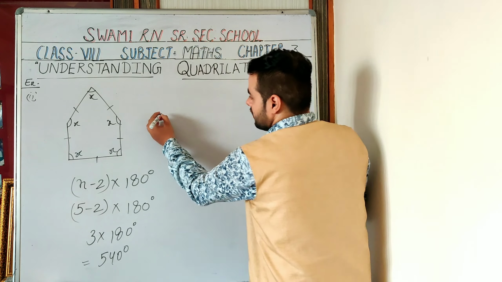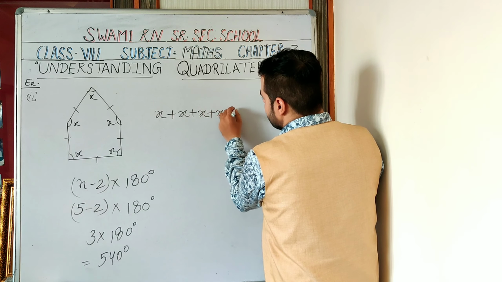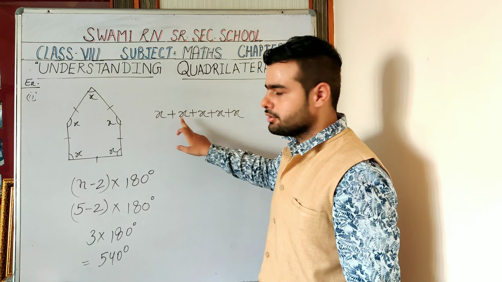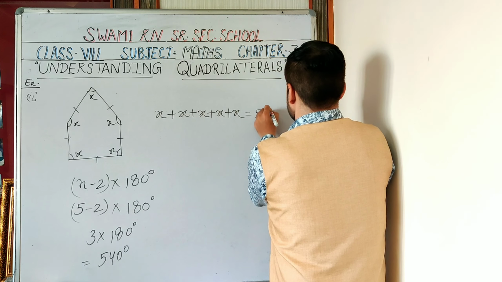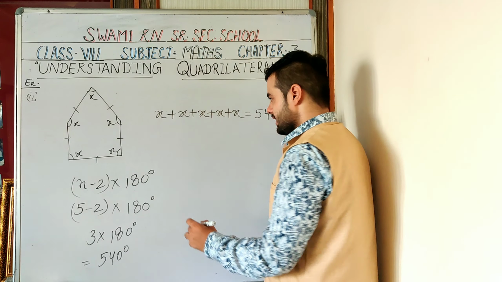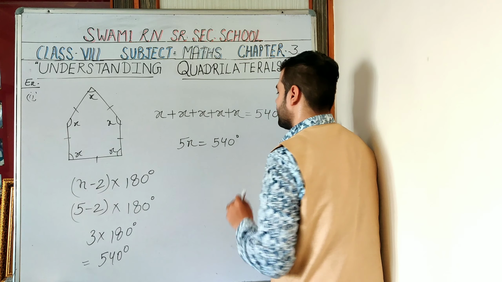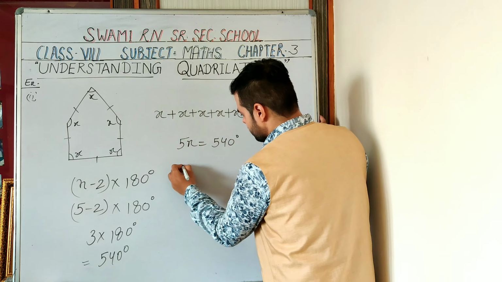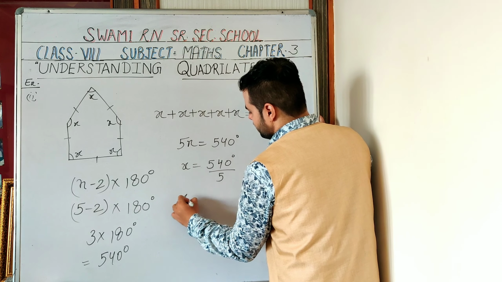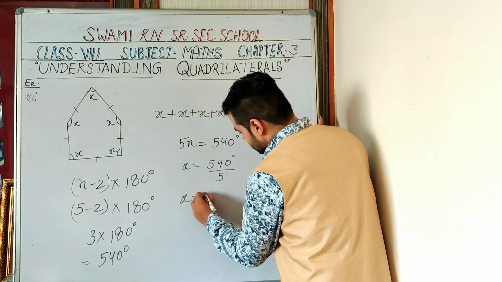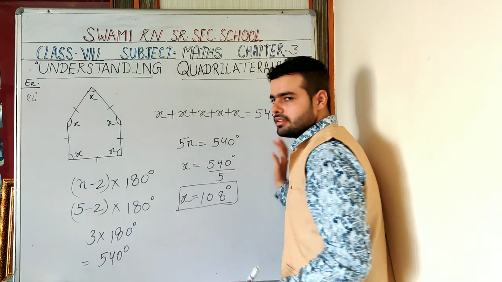Now we will take x plus x plus x plus x plus x, 1, 2, 3, 4 and 5, is equal to 540. That is 5x is equal to 540 degrees. Now we move this 5 across and divide. So x is equal to 540 upon 5. So what is the answer we have? That is 108. Okay students, that is the value of x.